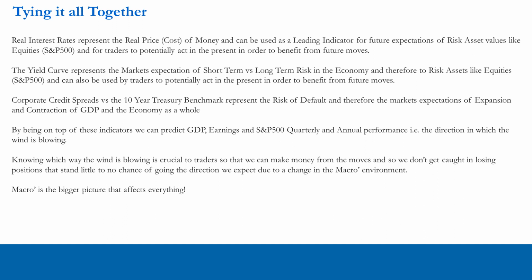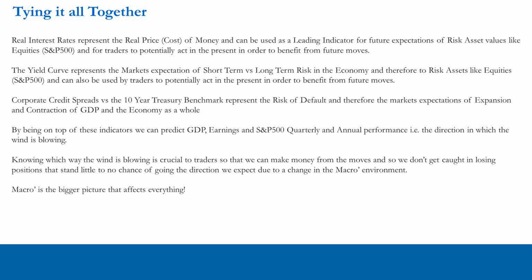The yield curve that we covered in the previous video represents the market's expectation of short-term versus long-term risk in the economy, and therefore risk to risk assets like equities, like the S&P 500, so the stock market. And we can use the yield curve as well as traders and PMs to potentially act in the present to benefit from future moves. In addition, in the current video, corporate credit spreads over the 10-year Treasury benchmark. This represents the risk of default and therefore the market's expectations of both expansion and contraction of GDP and the economy as a whole.